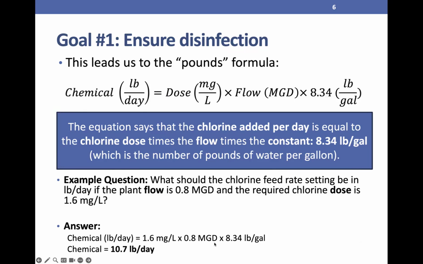So for example, if you needed to know the chlorine feed rate setting in pounds per day, given a plant flow of 0.8 million gallons per day and a required chlorine dose of 1.6 milligrams per liter, you would multiply the dose by the flow and then by the constant of 8.34 pounds per gallon to determine that you need to feed 10.7 pounds per day of chlorine.